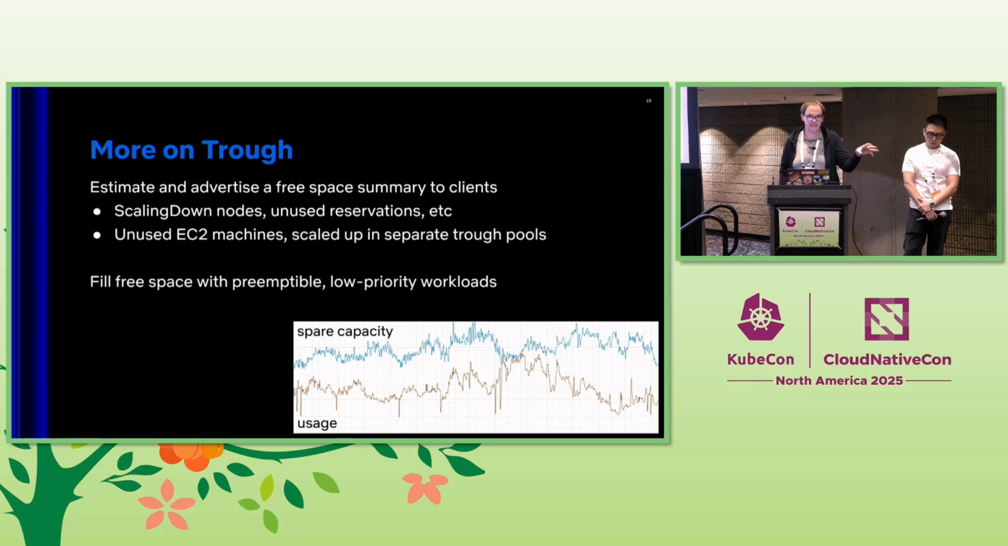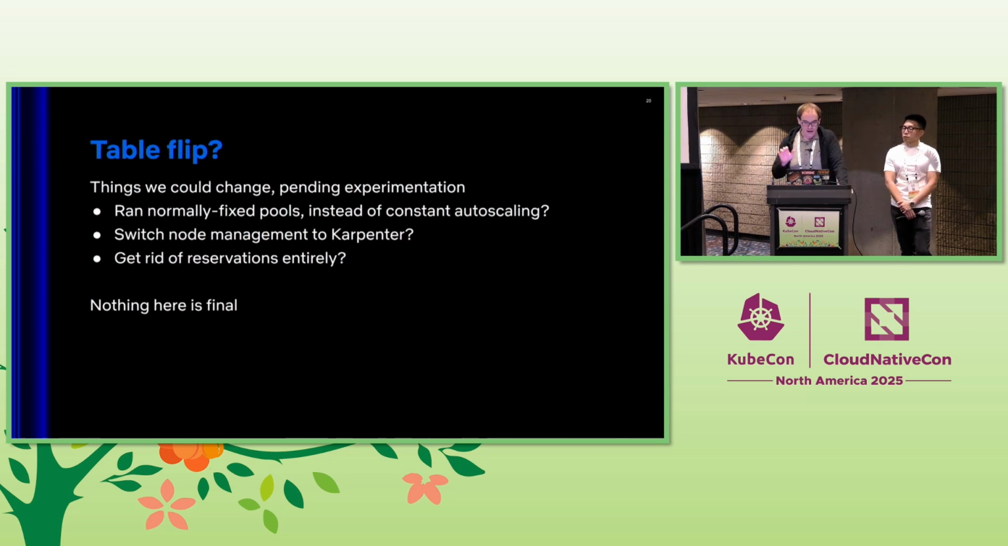And then if somebody else needs those nodes back, we'll terminate all those trough pods, we'll preempt them, scale down those nodes, and give back the capacity. But ultimately, trough is we just need to get a number for how much free space we have, and we advertise that to people and just keep track, refreshing the number every few seconds.